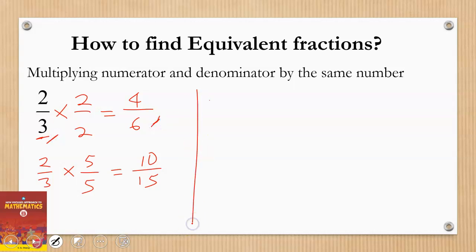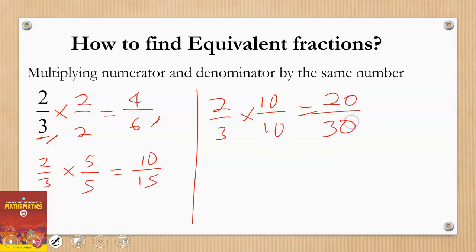Then the same 2 divided by 3 can be multiplied by, let's pick a number like 10/10, which gives 20/30, and that also is an equivalent fraction to the 2/3 that we have here. So we can generate as many as we want, right?